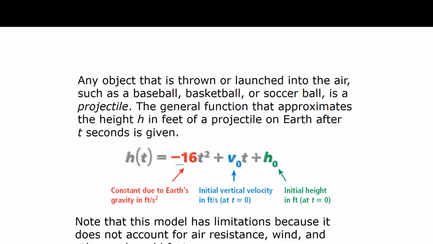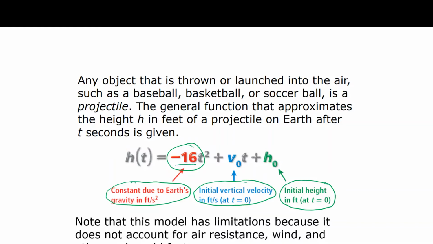So this number, -16t squared, is going to be our constant due to Earth's gravity. If you have a projectile, it's going to have gravity affecting it. And so this is the part of the equation that's going to account for our gravity. This is our initial vertical velocity. And then finally, our h is going to be the initial height at t equals 0.